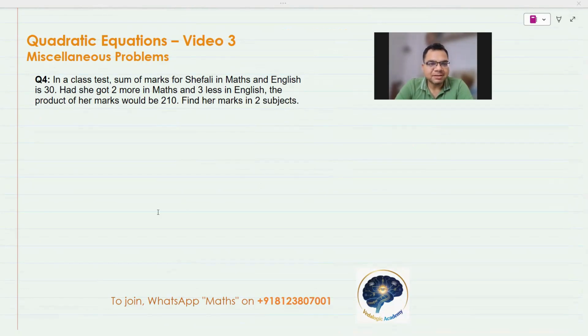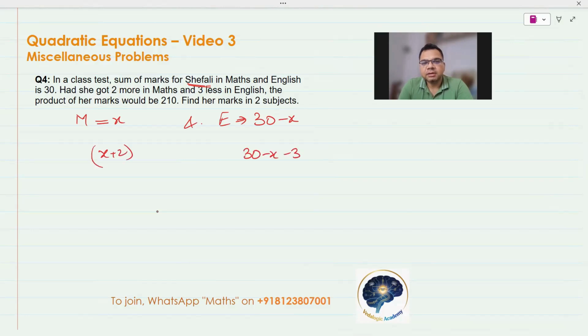Okay. In a class test, the sum of the marks for Shefali in maths and English is 30. So we're talking about Shefali here, right? There are two subjects, maths and English. So let's say in maths, she got X marks. Therefore, in English, she got 30 minus X because the sum is 30 for both of them, right? Maths is X. For English, it is 30 minus X. Had she got two more marks in maths, so that is X plus 2, and 3 less in English, 30 minus X minus 3, the product of her marks would be 210.